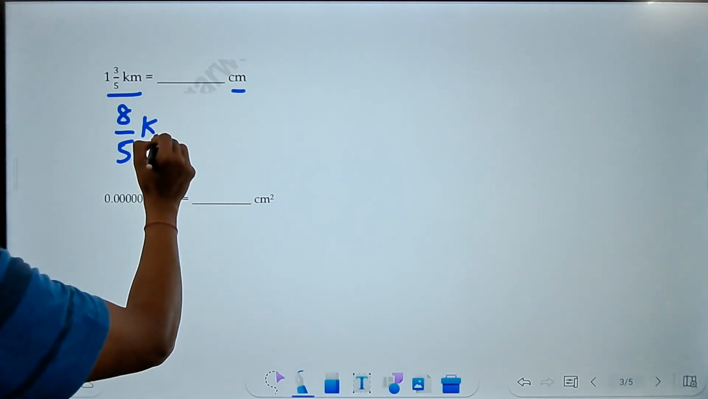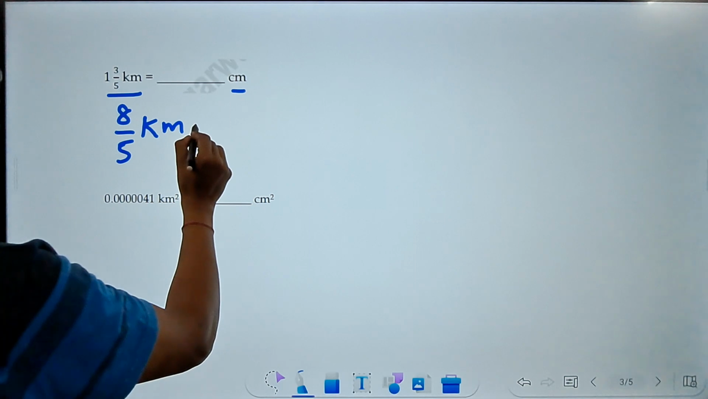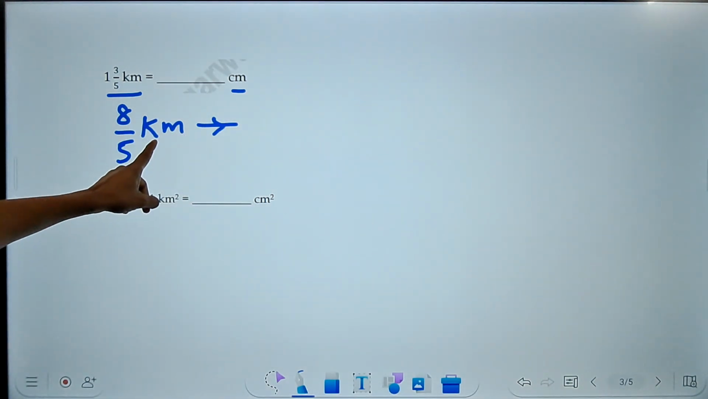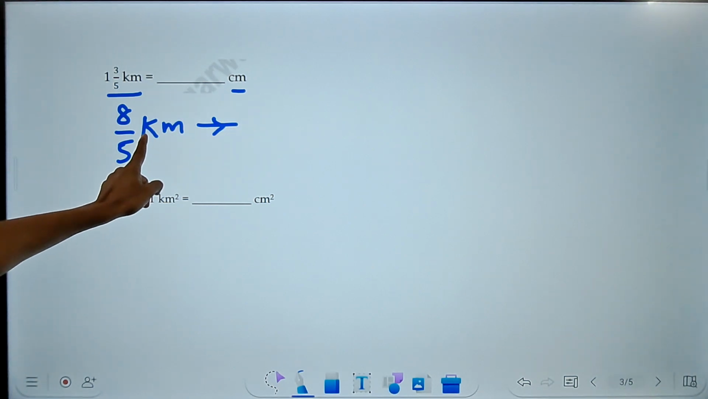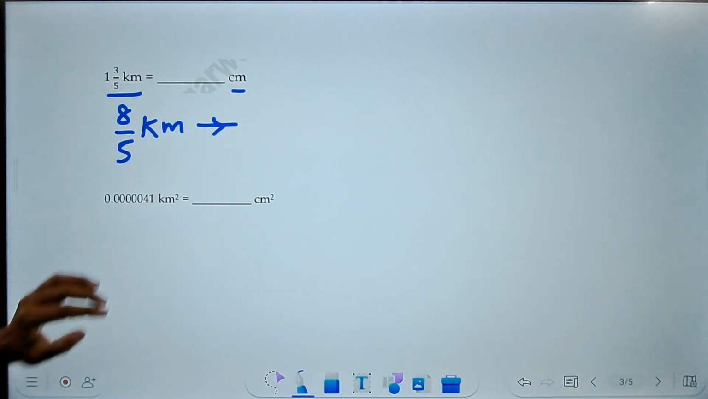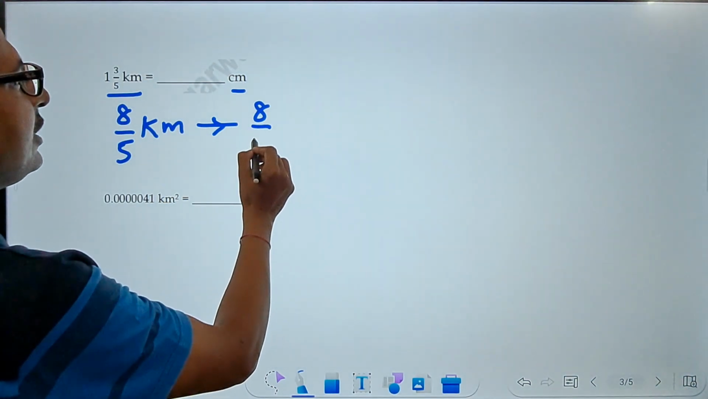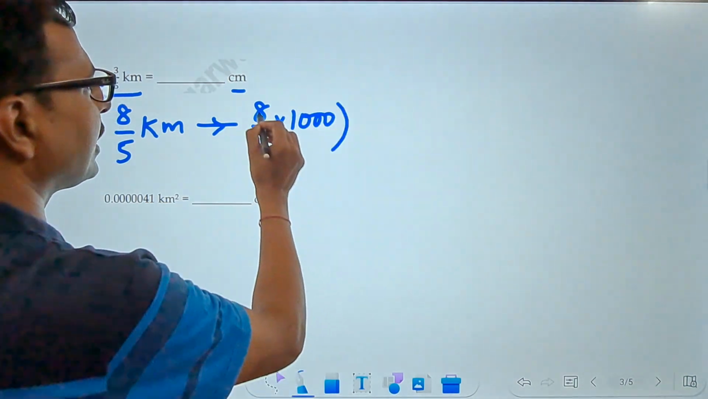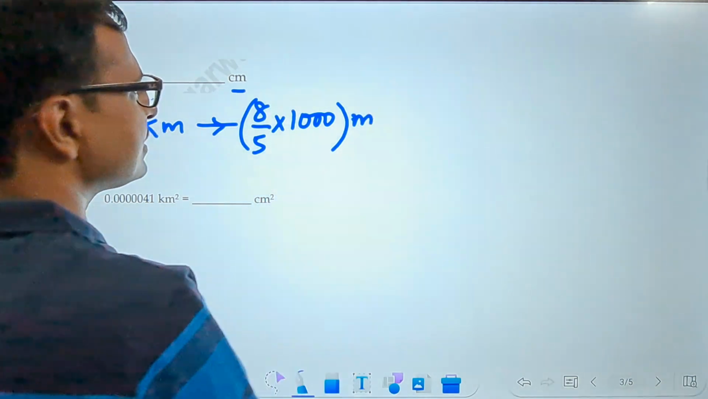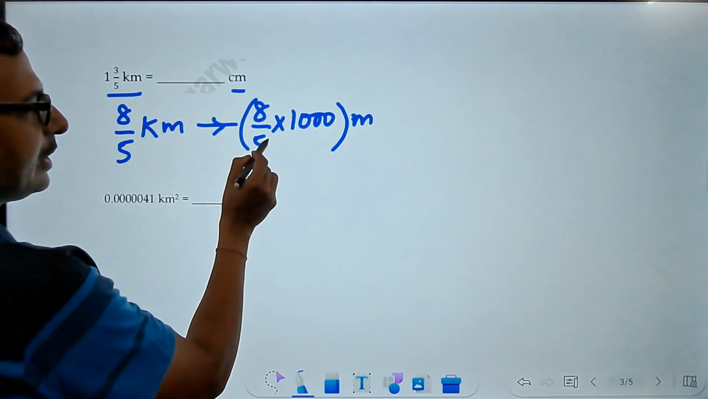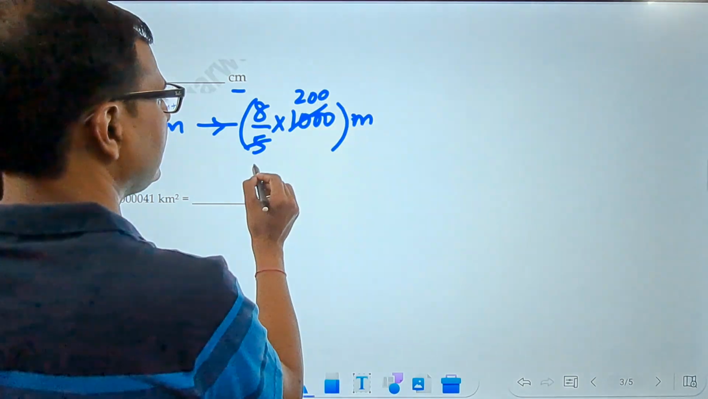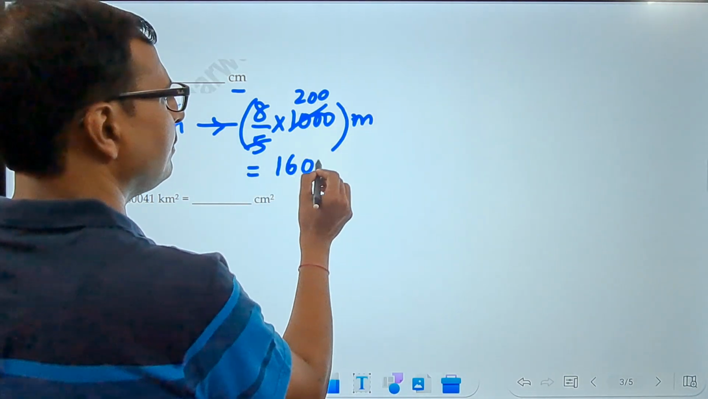Now when we have to convert kilometers to meters, kilometer is a big unit, and when we have to convert that into meters, kilo means 1000. So 8 upon 5, if you multiply that by 1000, you get your answer in meters. So what is the answer here? 5 cancels this 200 times. So this is actually 1600 meters.